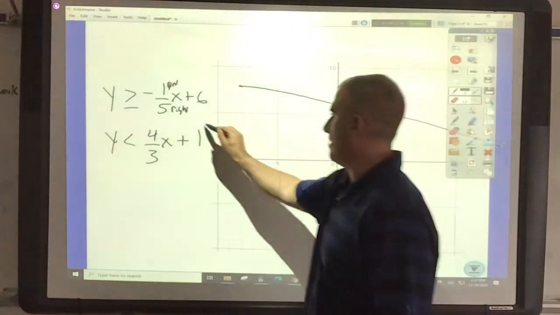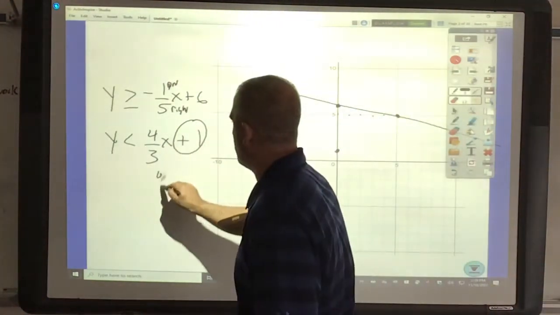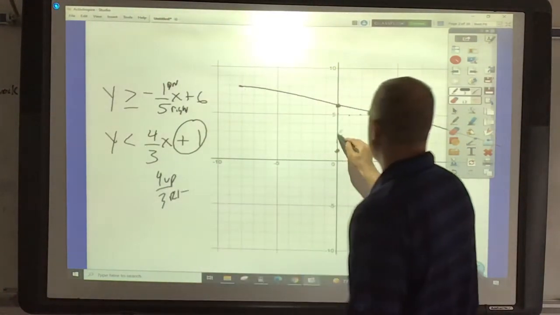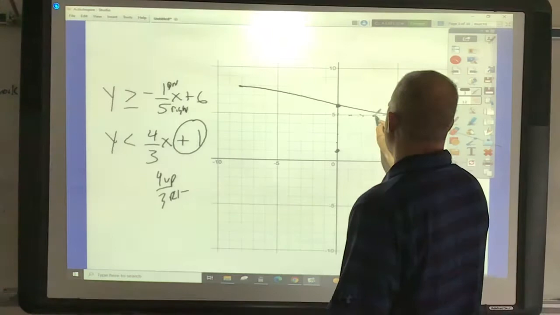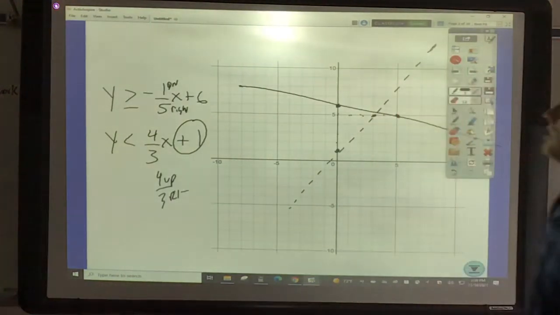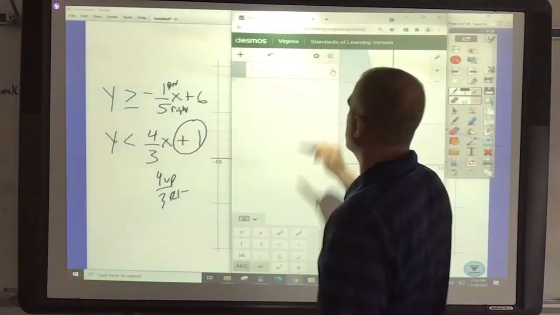This one I'm going to start at 1. So then I'm going to go 4 up, 3 right. So 1, 2, 3, 4, 1, 2, and 3. This will be a dashed line. And now what I want to do is put that into Desmos.